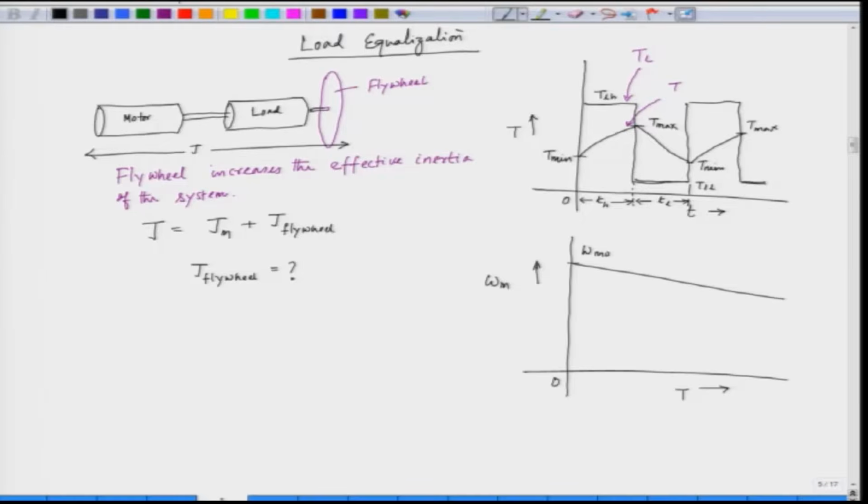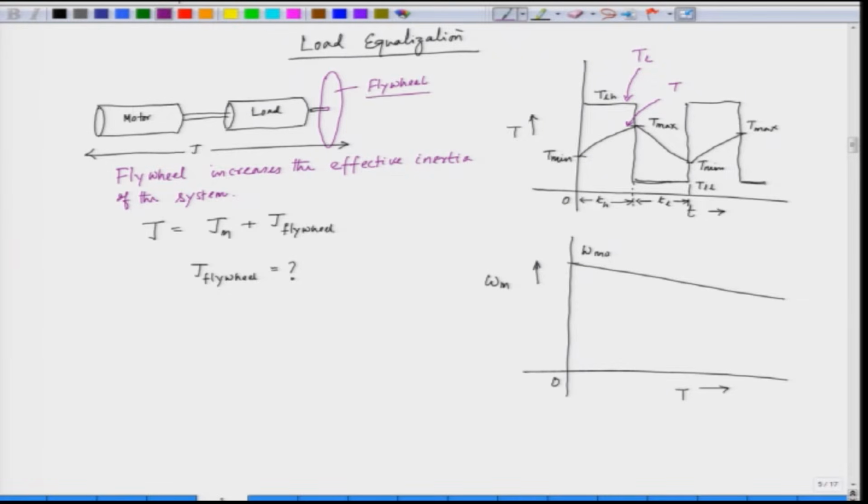Hello and welcome to this lecture on fundamentals of electric drives. In the last lecture, we were discussing load equalization by connecting a flywheel. We will continue from that lecture. Now, in this case, we have connected a flywheel to the motor and load combination.